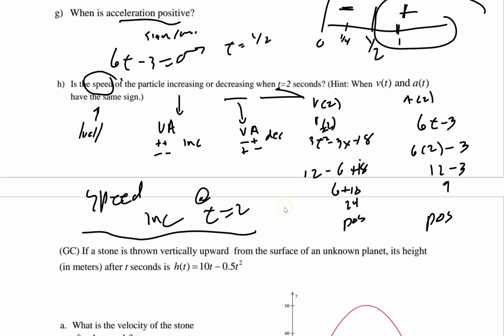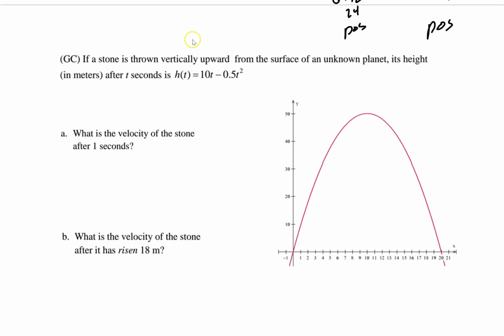Let's do another one. Let's look at this example. First of all, GDC just means graphing calculator, or graphical display calculator. If a stone is thrown vertically upward from the surface of an unknown planet, its height in meters after t seconds is given by this. So this is the height, your original function, your displacement or your position. Only difference now is we're going upwards. You can see in the picture of the graph, it's going to go up and then come back and fall.